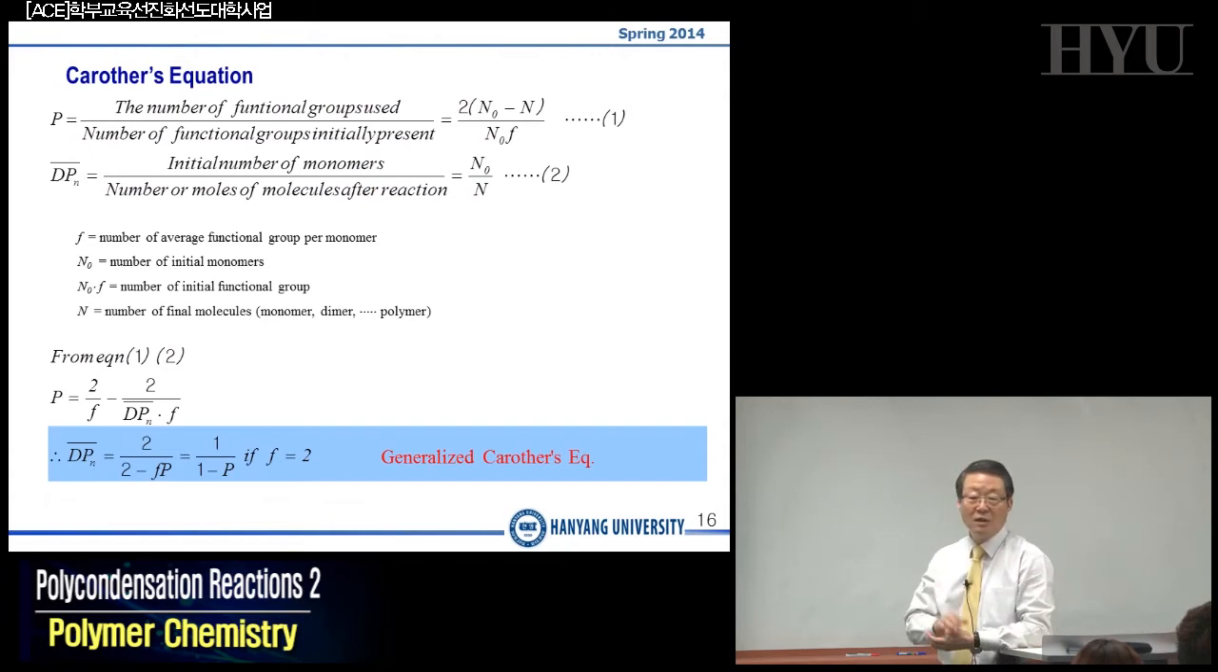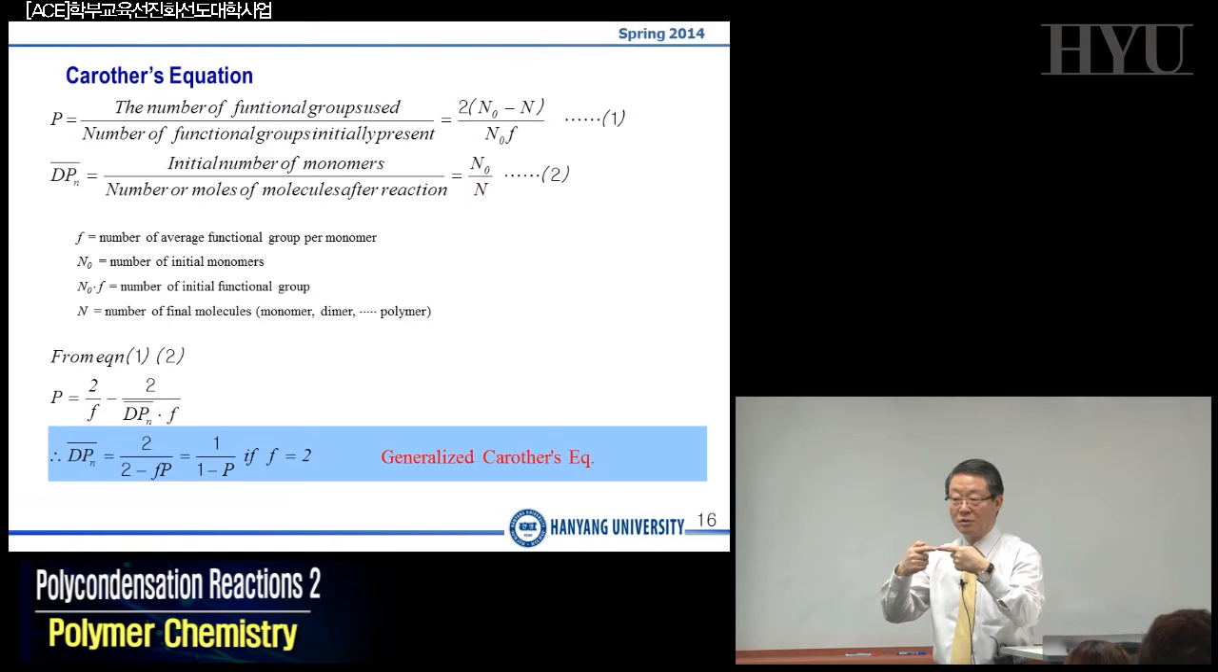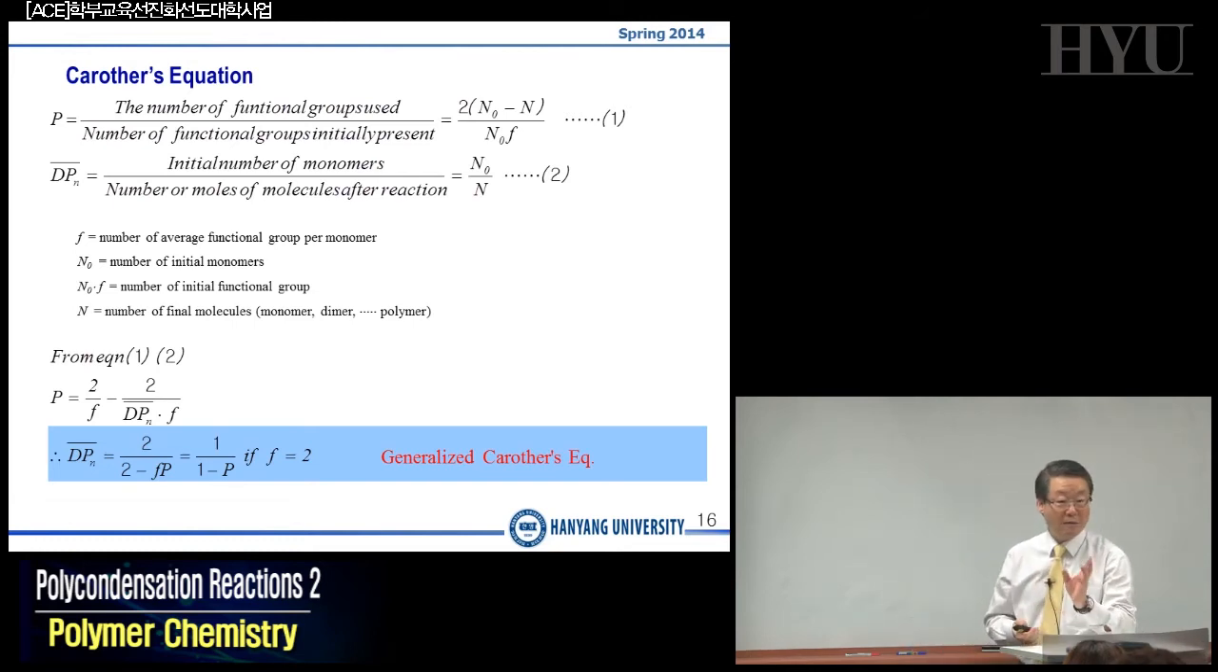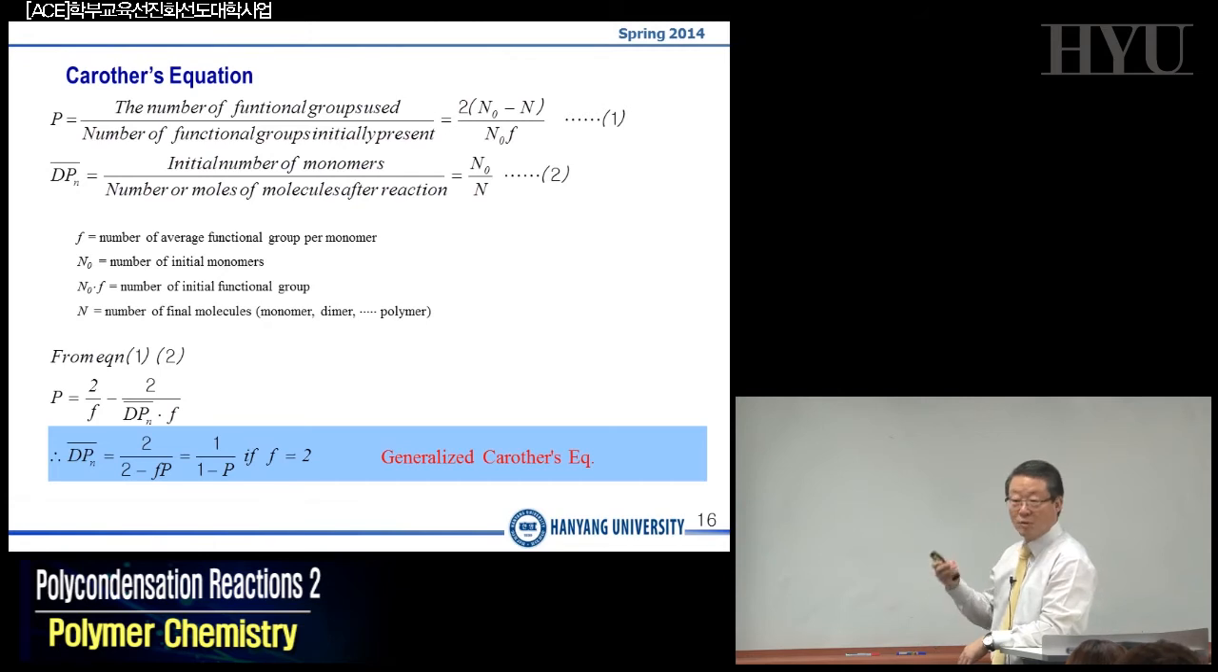The only functional groups reacting between the carboxylic acid and hydroxyl group are one by one. So two functional groups, one of each, participate in the reaction rather than multiple reactions. So we don't need the F in this case for defining the consumption or reaction of your monomer. So we just have a 2 here. It's very simple, but you have to realize your reaction system.